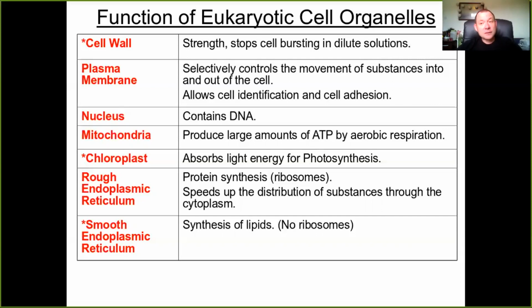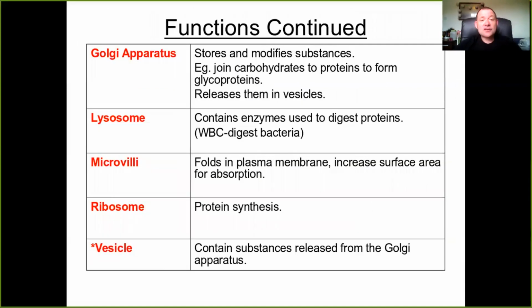Rough ER, rough endoplasmic reticulum: protein synthesis, that's what the ribosomes do there, and it speeds up the distribution of produced substances through the cytoplasm. Smooth endoplasmic reticulum, smooth ER, is responsible for the synthesis of lipids such as steroid hormones, no ribosomes. The Golgi apparatus stores and modifies substances, e.g. joins carbohydrates to proteins to form glycoproteins and releases them in vesicles. The lysosome, the stomach of the cell, contains enzymes used to digest proteins. White blood cells have a lot of them.